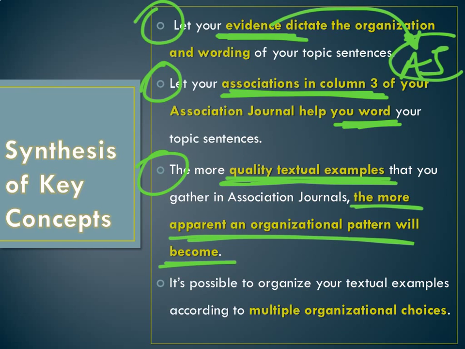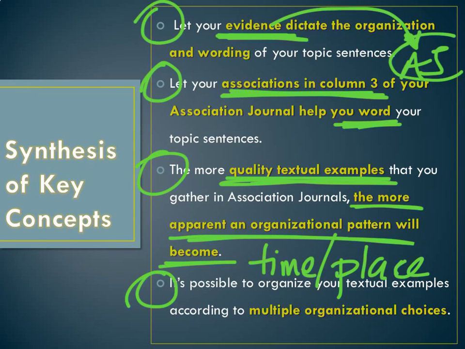So this is all predicated on you finding quality textual examples in order to write good topic sentences. And then the last thing that I would stress is that it is possible to organize your textual examples according to multiple organizational choices. So as I gave you the example earlier, you could organize your examples according to both time and place. So in each topic sentence, you could signal time and place, and that would be a very effective way to organize evidence.